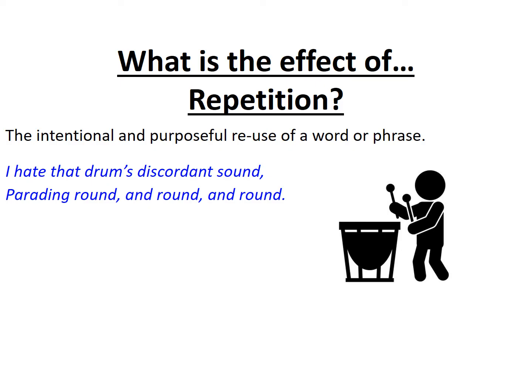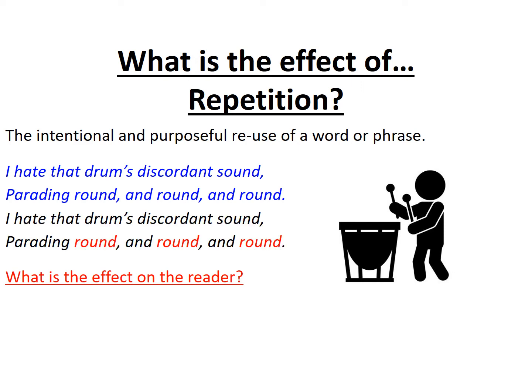Consider what effect these words have on the reader, and hit pause if you need thinking time. So, it says, I hate that drum's discordant sound, parading round and round and round. It doesn't take much skill for you to understand and see quite immediately that round is repeated 3 times. So the effect immediately is to reinforce for me that there's too much drumming going on around the speaker. And the repetition of round is reinforcing the idea that the drum sound is very irritating for the speaker.